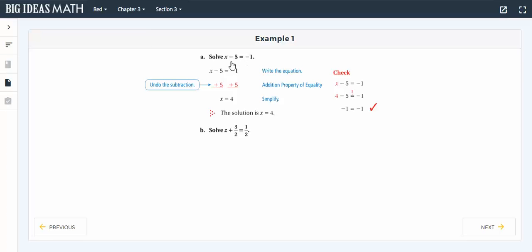So you take your 4, plug it in here, and you have 4 minus 5 equals negative 1. And negative 1 equals negative 1. That is a correct solution, so you know that x is 4.